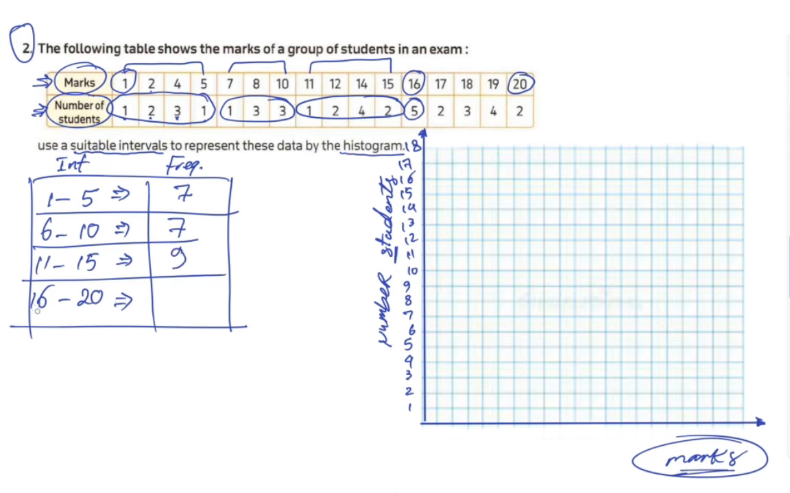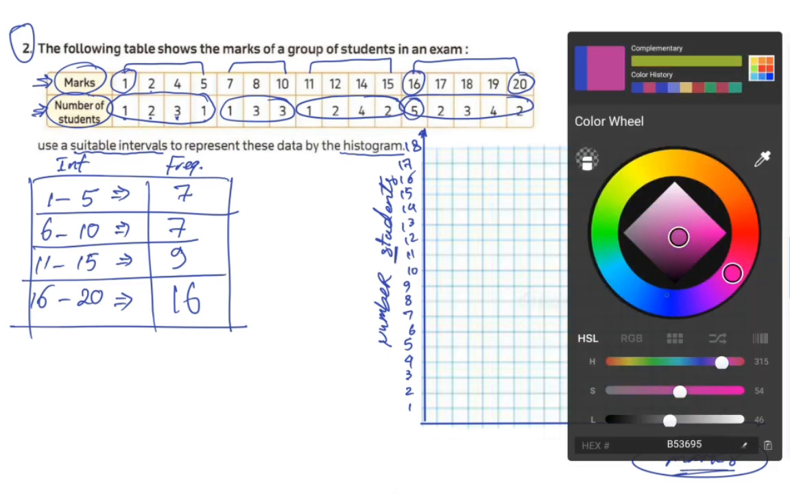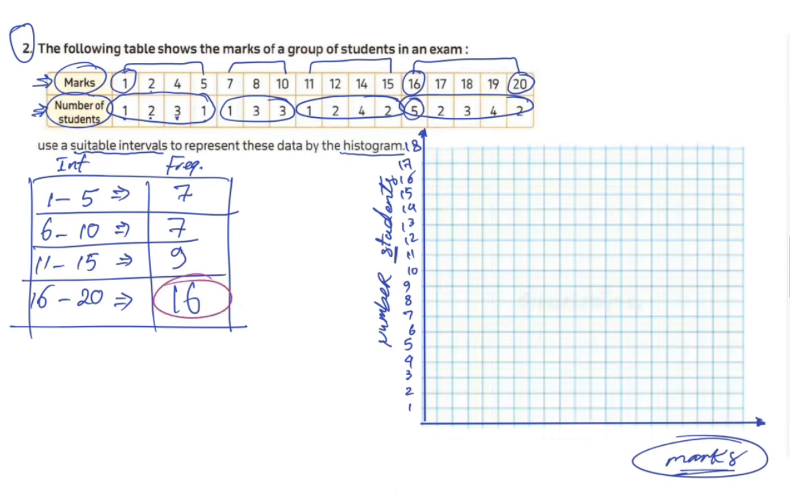Last group from 16 to 20. I need to add these numbers. 5 plus 2, 7, plus 3 equals 10, 10 plus 4, 14, plus 2 equals 16. So the maximum frequency I have here is what? It is 16, and the minimum frequency is 7.